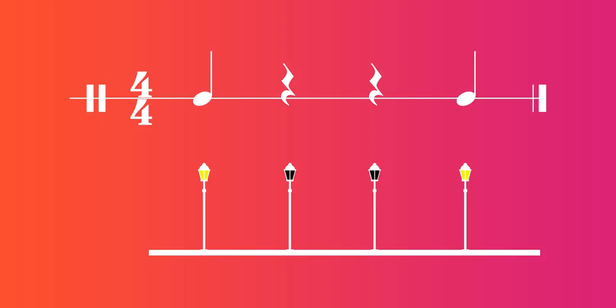As a musician reads through a rhythm, it's like they're traveling down the track at a constant speed dictated by the tempo. As they cross the light posts, they'll play a note if the light is on, or stay silent if the light is off.